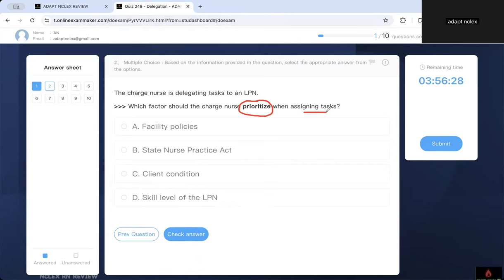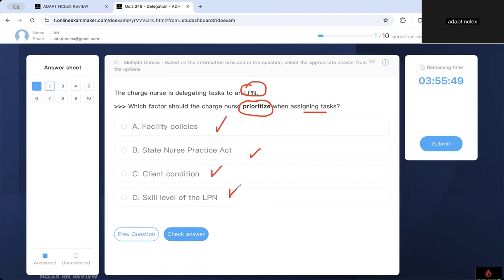The charge nurse is delegating tasks to what? The LPN, right? What is the charge nurse going to use to delegate specific assignments to the LPN? Is it facility policies? Is it the State Nurse Practice Act, or client condition, or the skill level of the LPN? Think about it critically. If you are the charge nurse or the nurse who is assigning tasks to the LPN, which of these are you going to use? It's easy to mix up on the NCLEX. That's why the score was very low on my QBank.